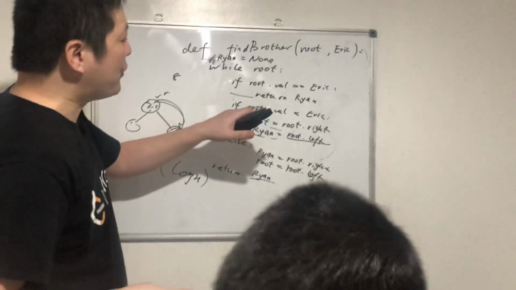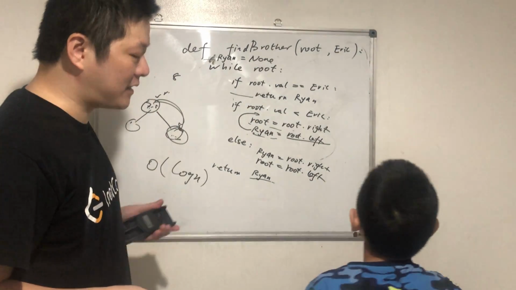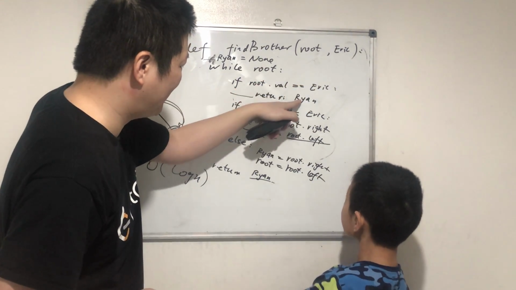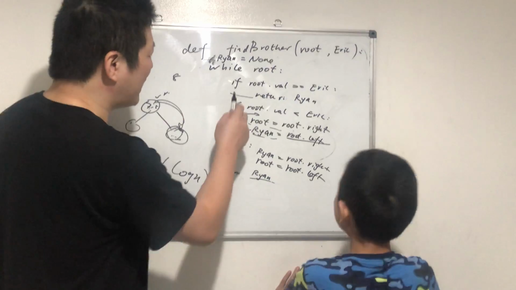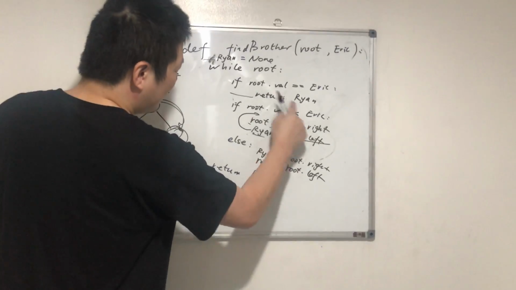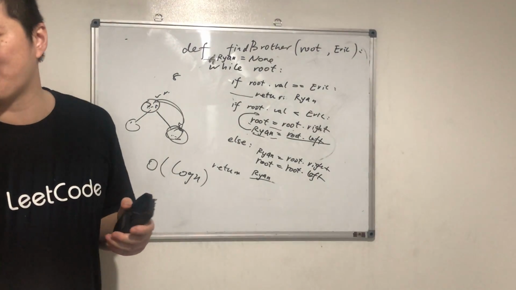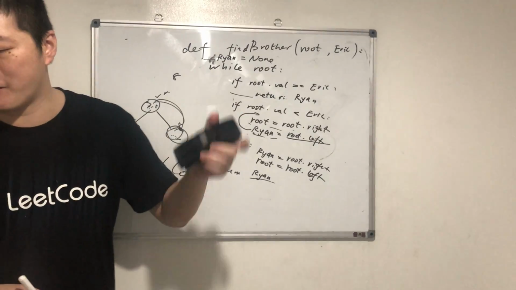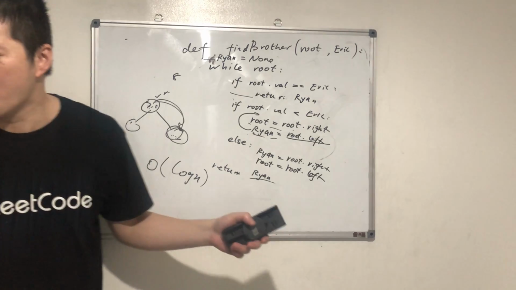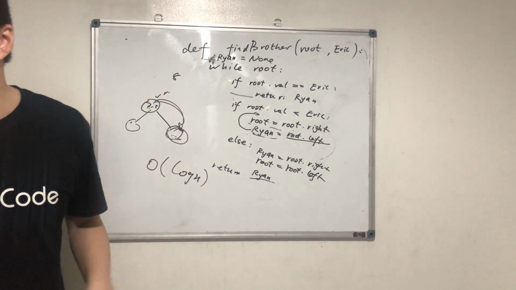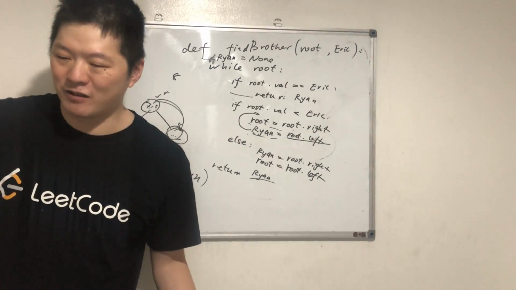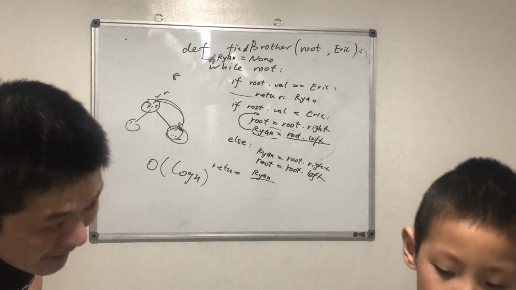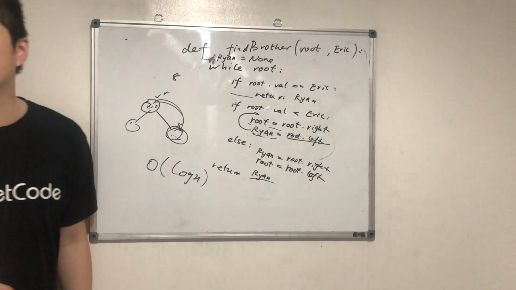Look, it's almost the same as searching a node in the binary search tree, except that we are returning Ryan, not returning Eric here, right? If you get rid of these, then it's the same, but we are returning the brother node. So how do we update the Ryan node? Every time we go to the left, we update the Ryan node to the right. Every time we go to the right, we update the Ryan node to the left. Okay. Can we do this using recursion?